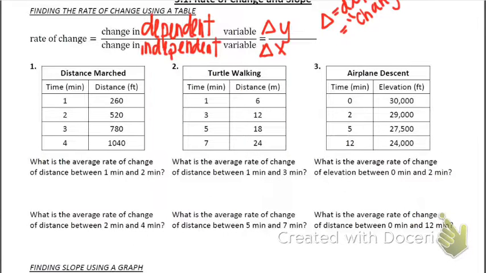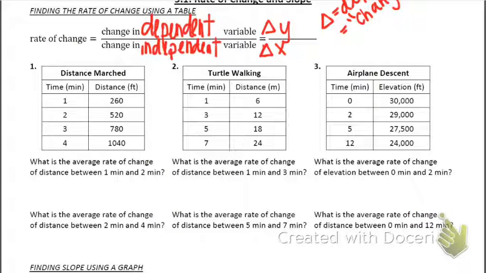So what we're going to do for these first couple examples is I'm going to give you a table, and then we're going to find the rates of change using the table. So let's look at number 1, and we're going to do number 1 together. Number 1 looks like a band, and we're marching, and the time that they are marching in minutes causes change in the distance that they march in feet. So let's look at that first question. What is the average rate of change of distance between 1 minute and 2 minutes?